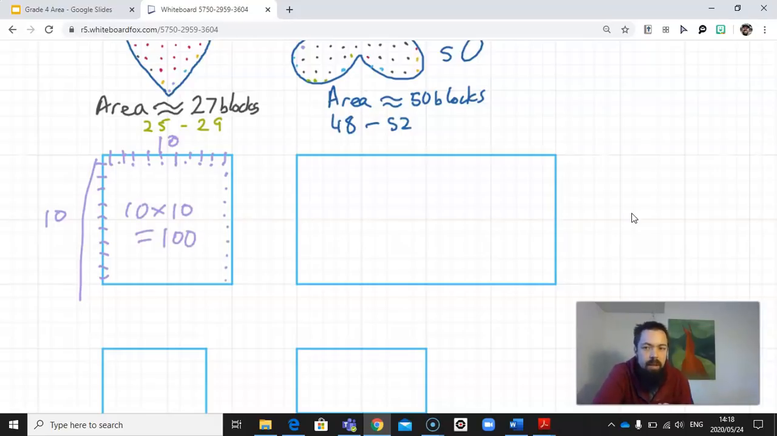And in fact, what this means is that we can use this, so we don't have to count every time. We just count the length along the sides. We times those together and we get our answer.